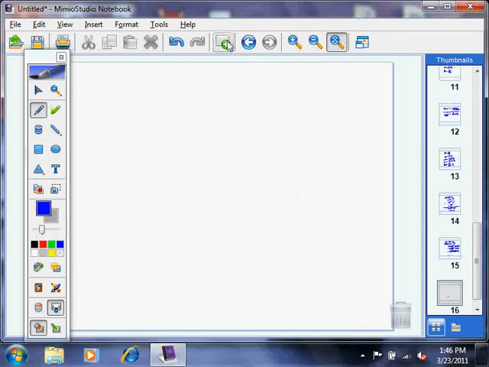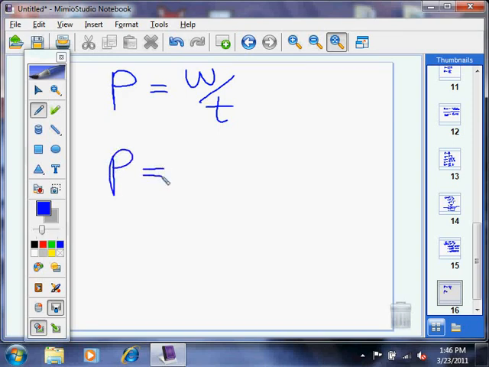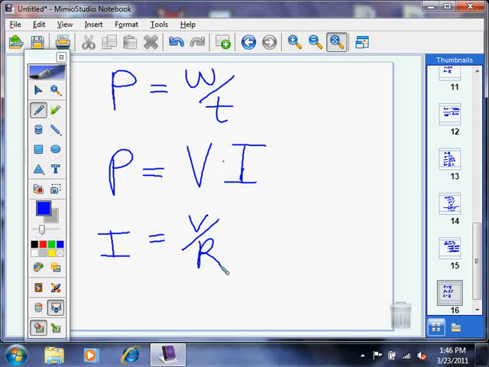Okay, in closing, power is equal to work divided by time, but when you're calculating electrical power, a very convenient formula to use is voltage times current. From those two formulas, and if you mix in Ohm's law, you could whip up a whole slew of formulas. But basically, those are the main three.